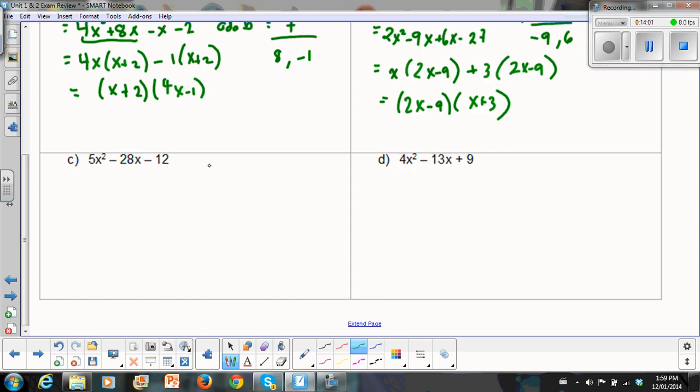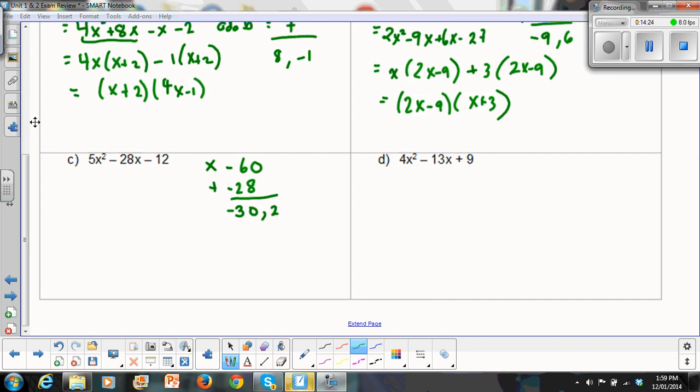No common factors. So what multiplies to 12 and 5 makes -60, and what adds to -28. So that would be, we have to think about that for a second. So we're looking at 30 and 2. We want 30 to be negative, so it adds to a -28, sorry. So we have 5x squared minus 30x.